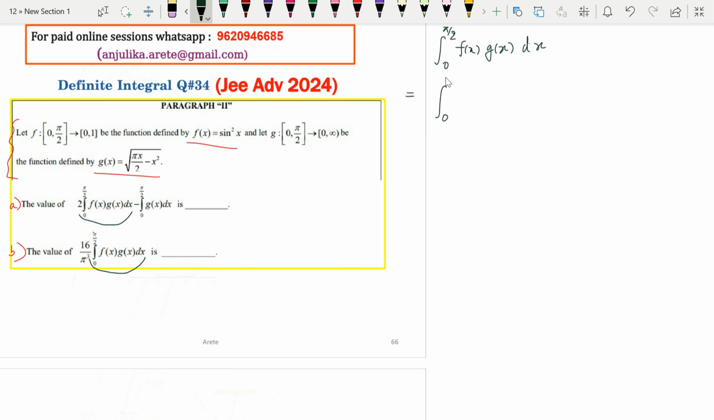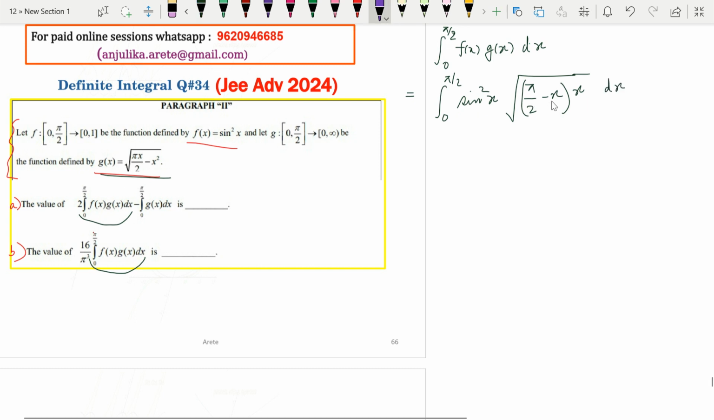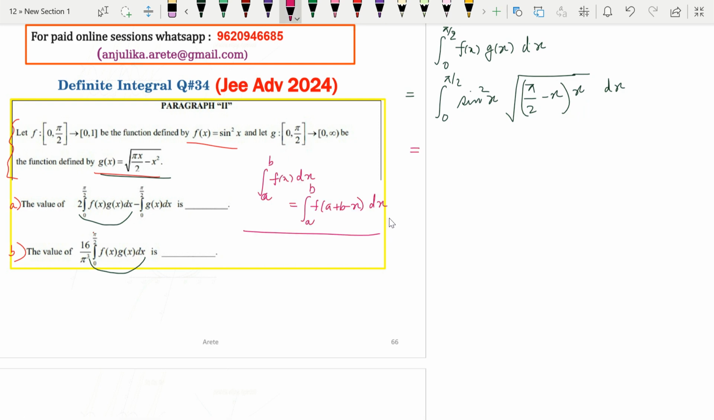So 0 to pi by 2, what is my f of x? Sine square x. What is my g of x? This function. Let's write that: under root pi by 2. Can I take x common? Yes, I can take x common here like this. As soon as you take x common, something looks very evident: you have x and you have pi by 2 minus x. So which property do you want to use? Remember this property? We are going to use that.